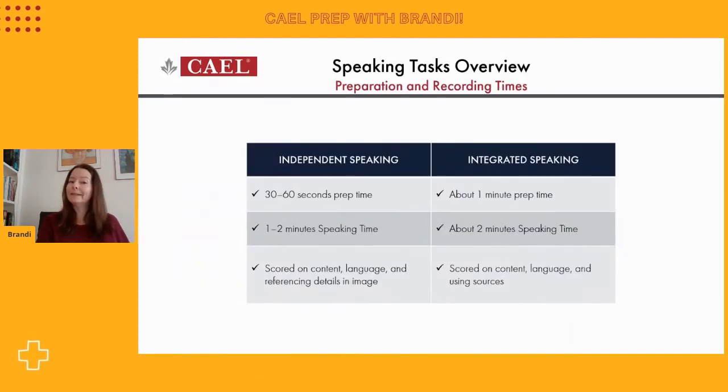All right, one more thing to mention about your prep time and your recording time. So looking first at those 3 independent speaking questions from part 1, you will have a slightly different amount of time to prepare and to speak, depending on the question. So always look at your question screen in the top corner where you see that amount of time recorded. You have to know before you begin how much time you have to prepare and how much time you have to record.